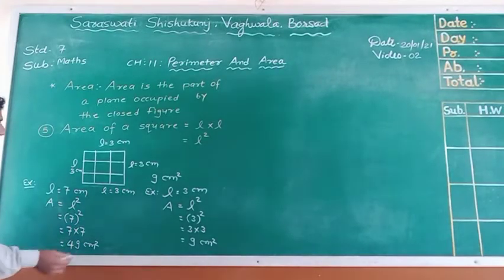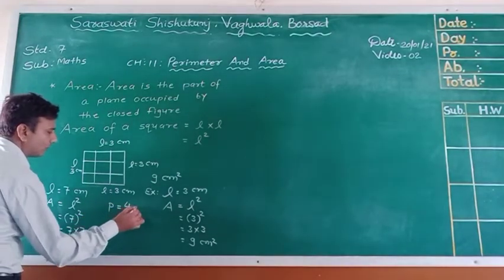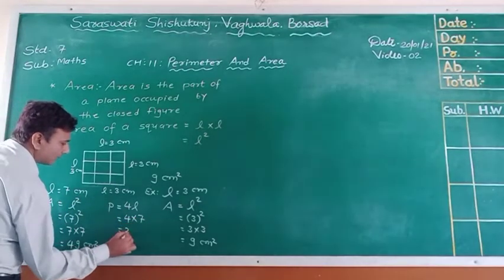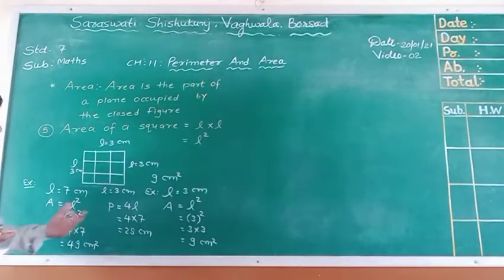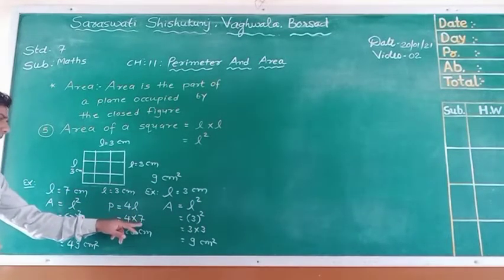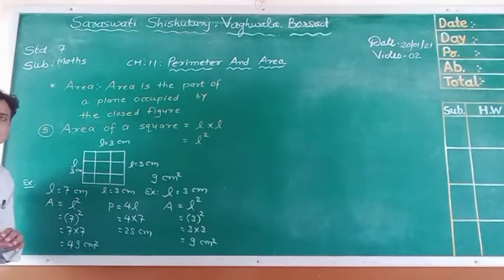And if they also ask to find the perimeter, simple: perimeter of a square equals 4 multiplied by side. Side measurement given is 7. 7 fours are 28 centimeters only. So here I have done the calculation of both. Perimeter of a square equals 4 multiplied by 7, which is 28 centimeters. And length equals 7 centimeters, and we want to find its area, then we apply this formula: area of a square equals L square. L measurement given is 7, square, 7 sevens are 49 centimeters square.